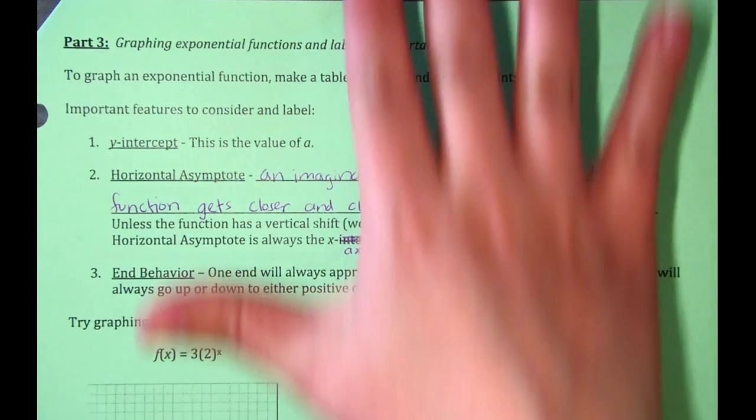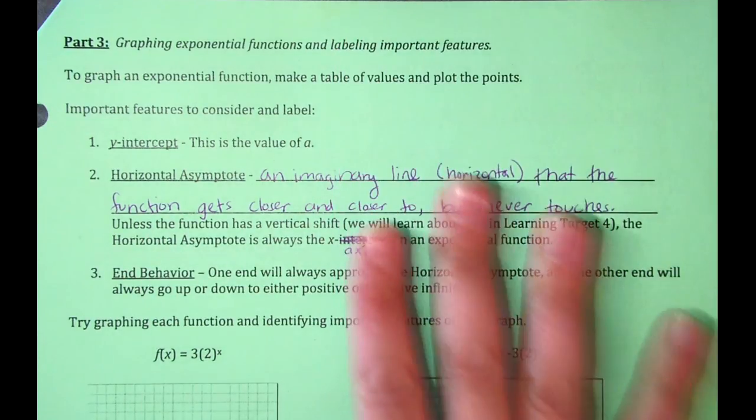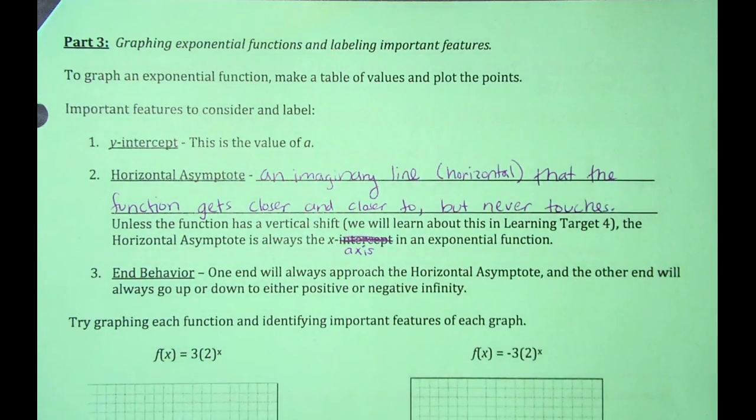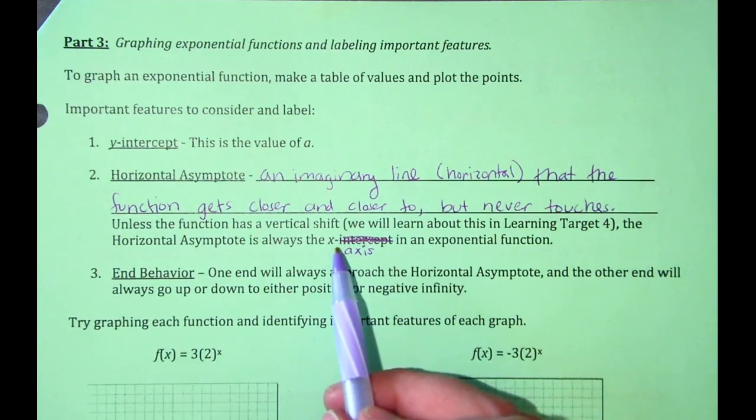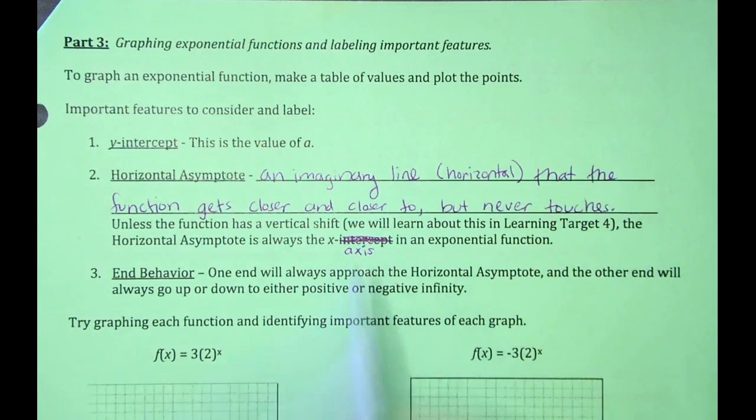function and you just shift it up or shift it down, the horizontal asymptote in an exponential function is always the x-axis. Right here it says x-intercept. That's a mistake. It should say x-axis.